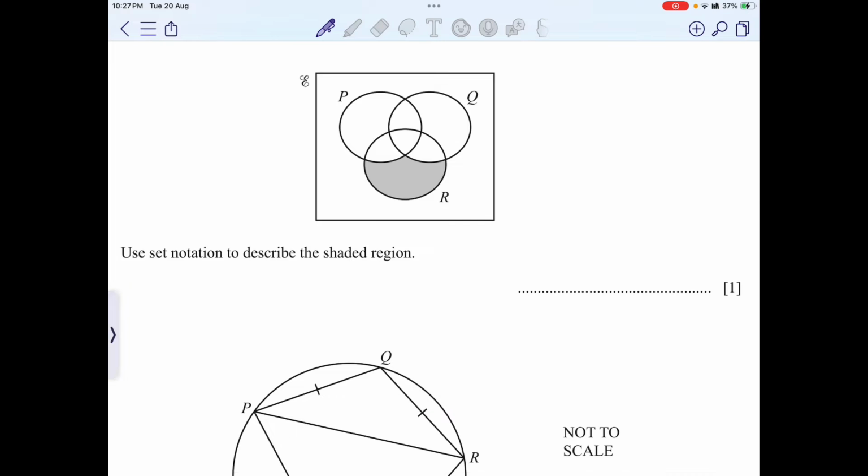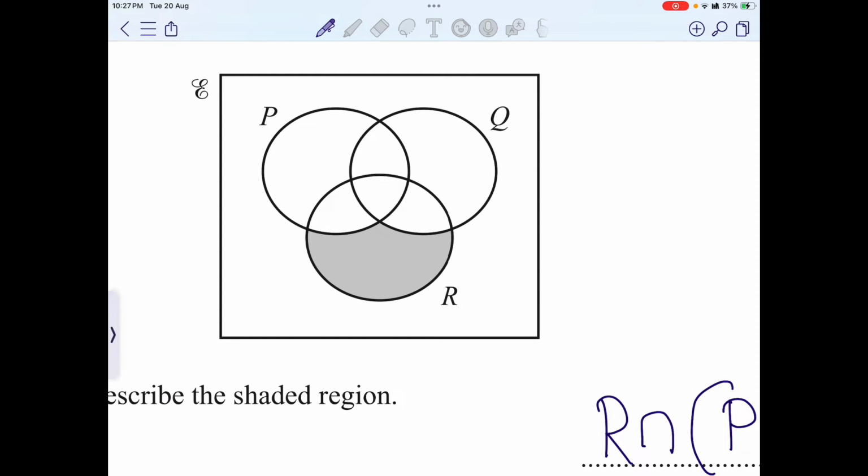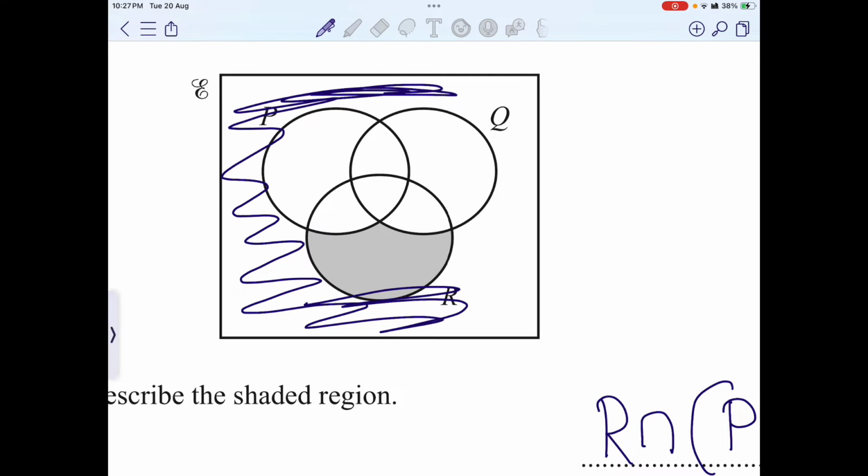So this can be described as P union Q not. If you do P union Q, that would mean P and Q together. And if you do not, it means all the outside regions. Intersection with R would mean the common region would be here. So I would say R intersection with P union Q not. Avoiding the circles of P and Q, you would shade everything here, here, including R.